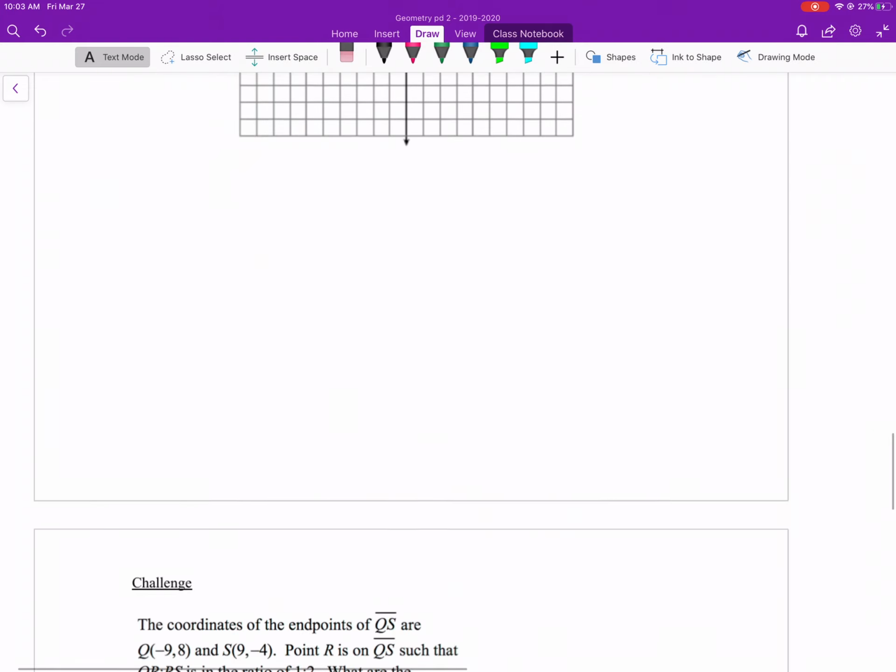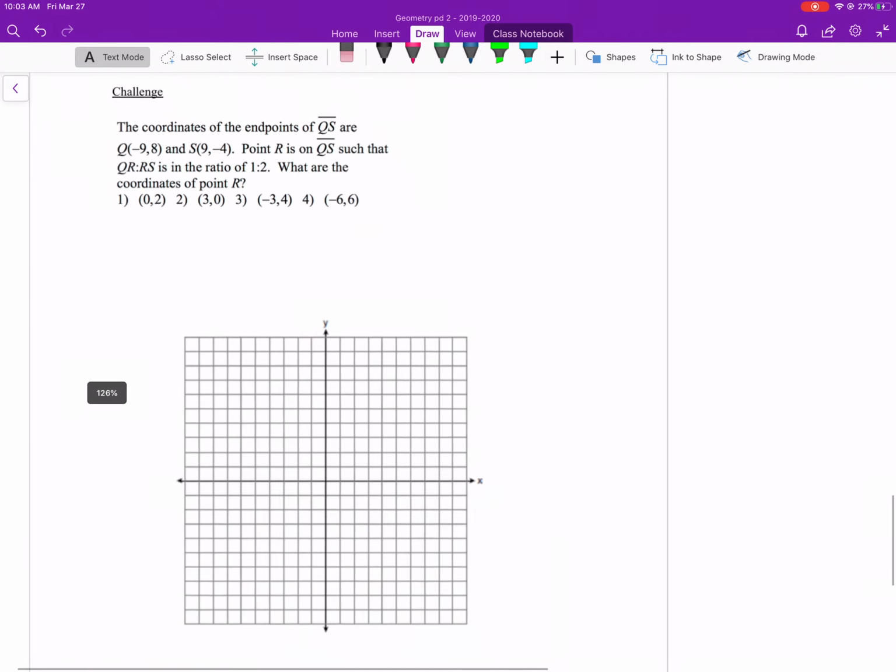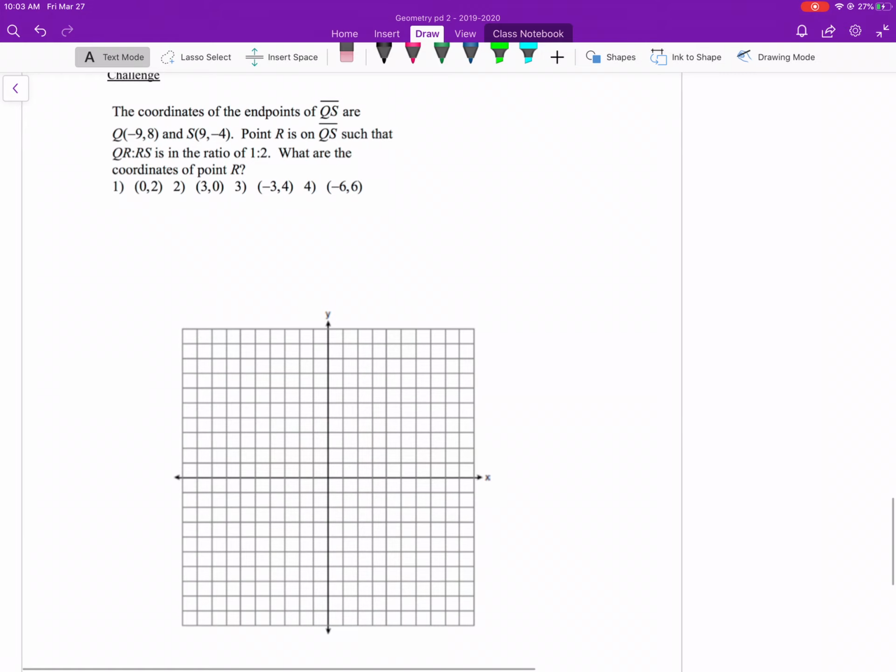The thing with the challenge question here, they give you a ratio of 1 to 2, and then point Q is (-9, 8). Point S is (9, -4).